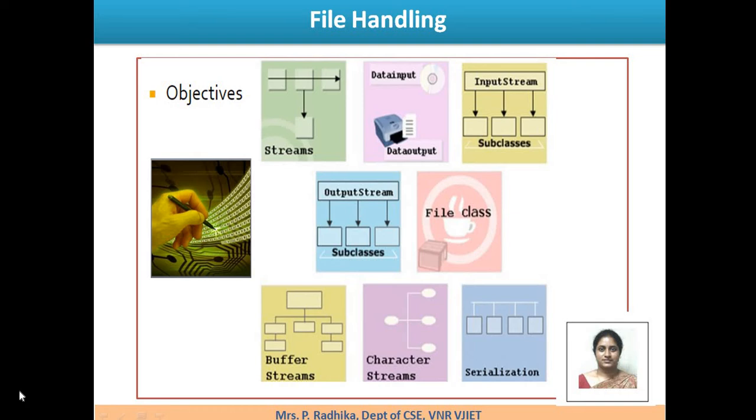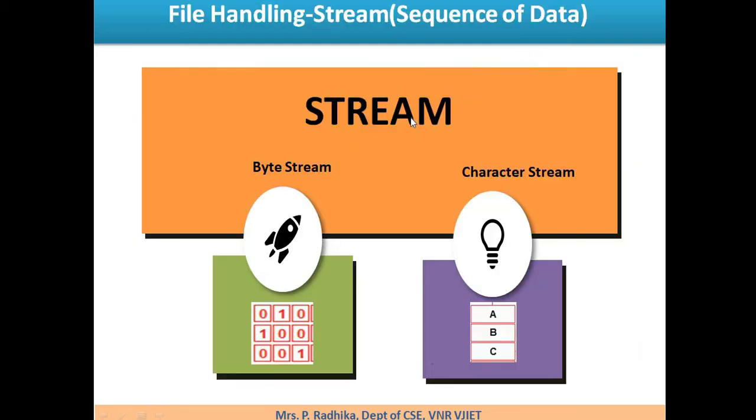In this tutorial, we'll discuss file handling ByteStreams. So as discussed earlier, stream is nothing but sequence of data. And there are two types of streams. One is ByteStream, the other one is character stream. In ByteStream, sequence of bits are read. In character stream, the Unicode characters are being read. So these are the two types of streams.